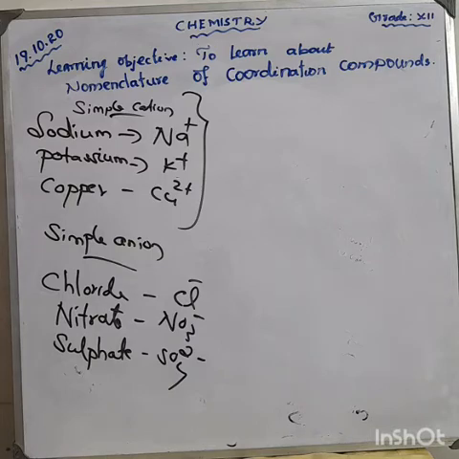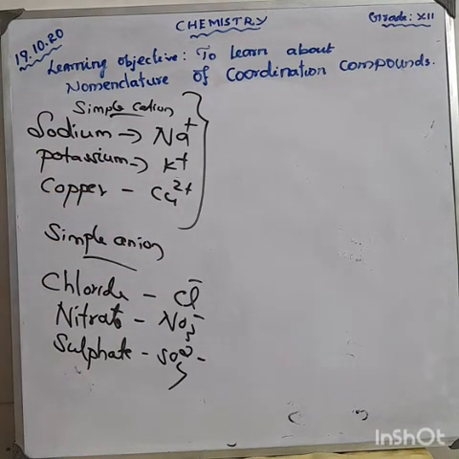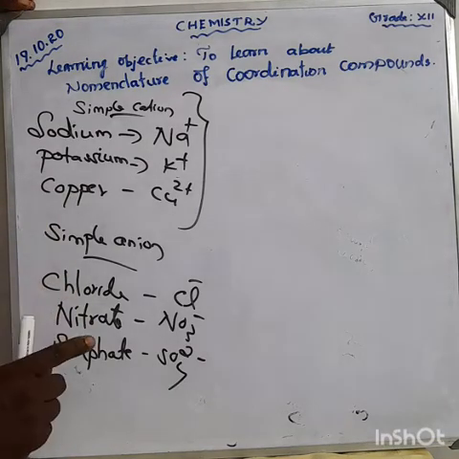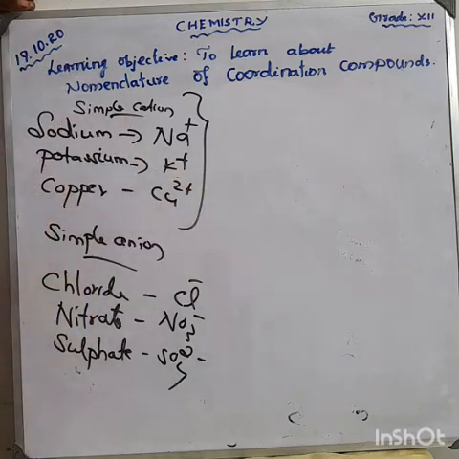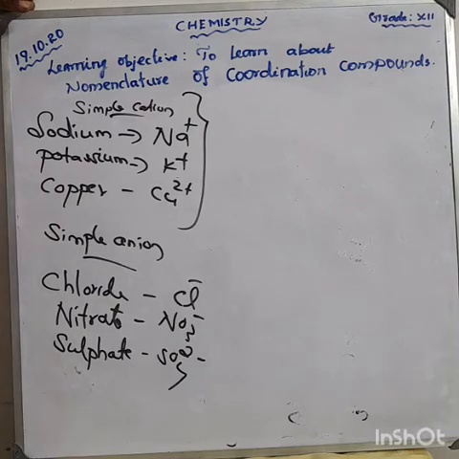Okay, anyhow. What is about the second one? The symbol ions. The symbol ions are named as in other ionic compounds. Clear? The symbol ions are named as in other ionic compounds. Okay, these are the examples.